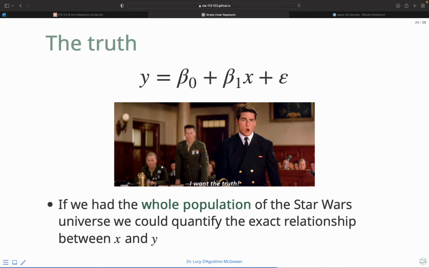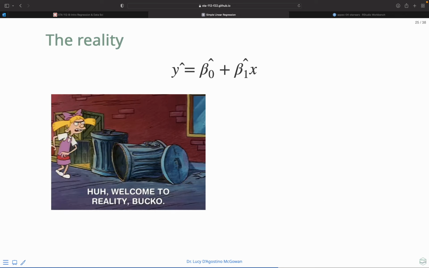x and y. And so x here is our observed x, what we actually see in the data. Y is our observed y. And these betas, as they're written here, are the true relationship between x and y, like in the whole population. So these are the parameters that we're trying to estimate.